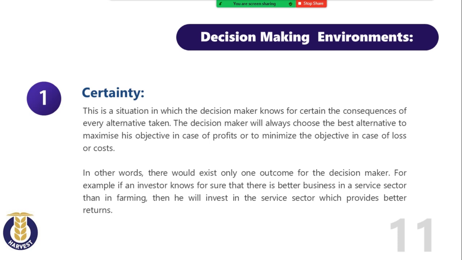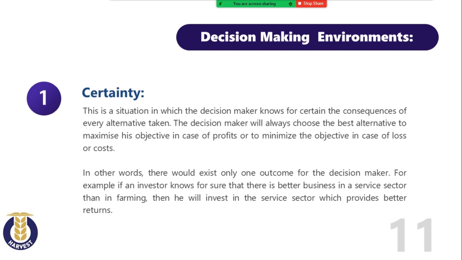So certainty would be the scenario where, as a decision maker, you know the magnitude of the profits, you know the level of costs and losses. So under the environment of certainty, there is only one outcome. Okay. For example, we are saying here that if an investor knows for sure that there is a better business in a service sector than in farming, then he will invest in the service sector, which provides better returns.